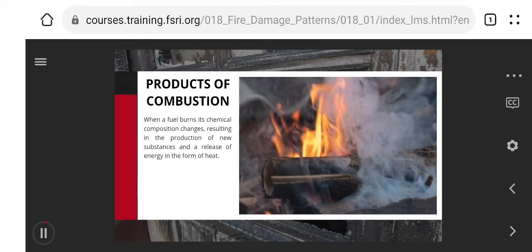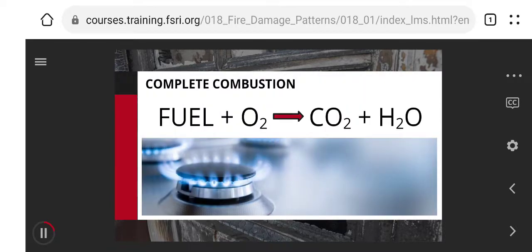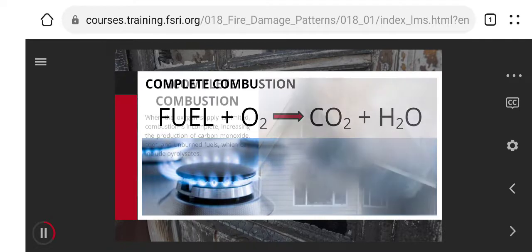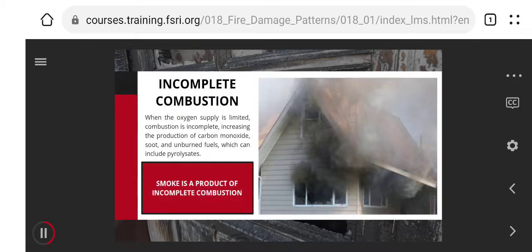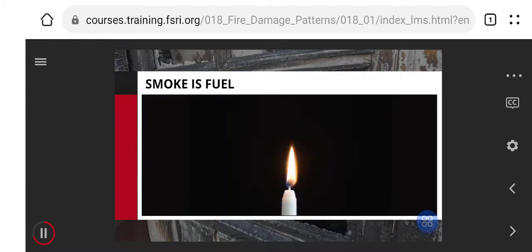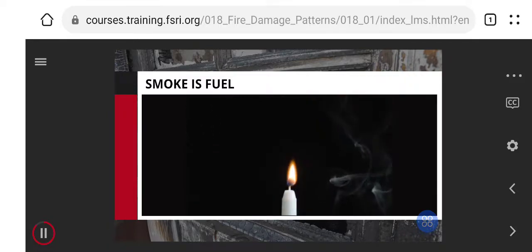When a fuel burns, its chemical composition changes, resulting in the production of new substances and a release of energy in the form of heat. In the case of complete combustion of a hydrocarbon fuel and oxygen mixture, everything is burned, producing only water vapor and carbon dioxide. When the oxygen supply is limited, combustion is incomplete. Smoke is a byproduct of incomplete combustion. In a typical fire situation, smoke is a visible, flammable, heated suspension of solids, aerosols, and fire gases that are toxic, flammable, and volatile. Extinguishing a burning candle produces a column of smoke that, under careful observation, can be seen to burn back to the candle wick, demonstrating that smoke is an ignitable fuel.